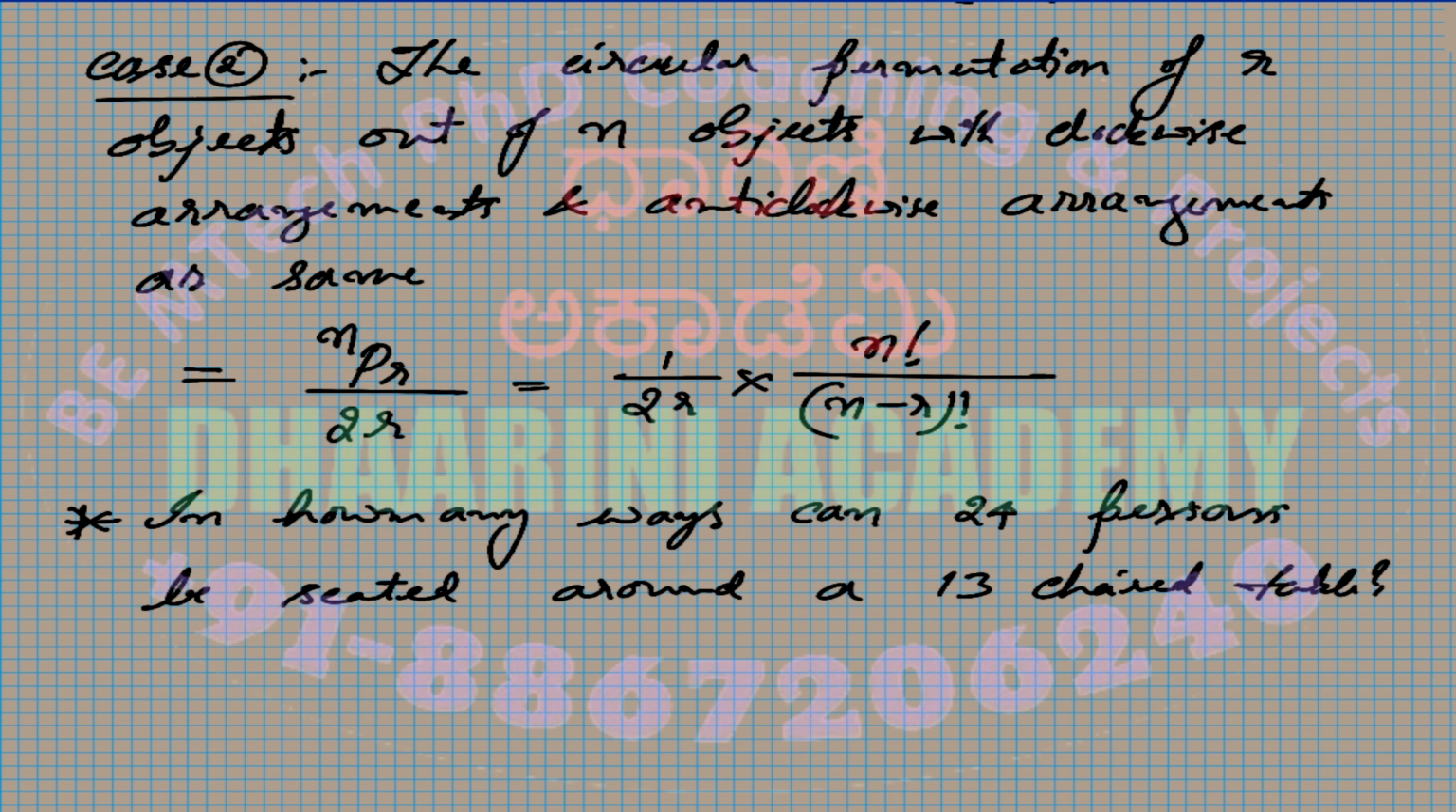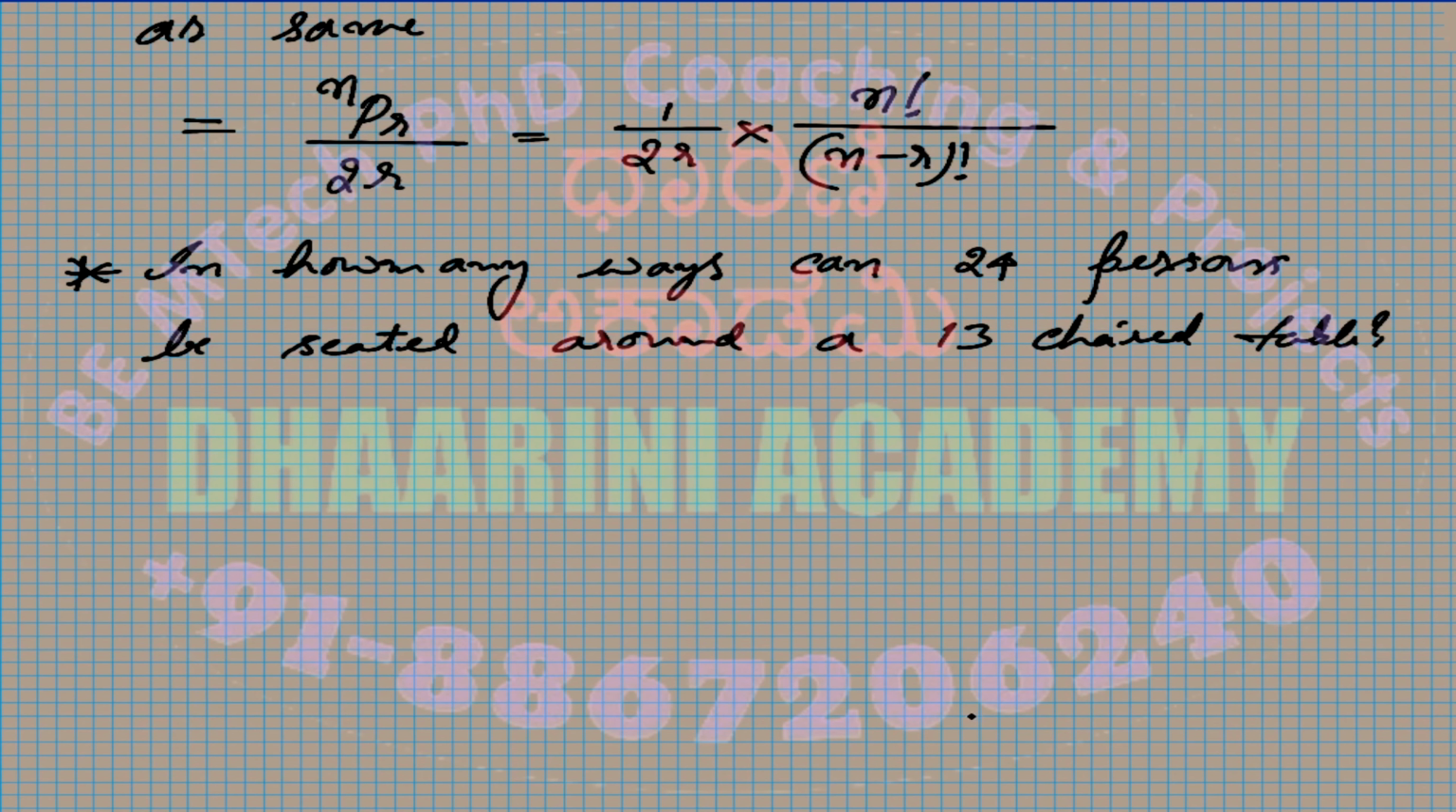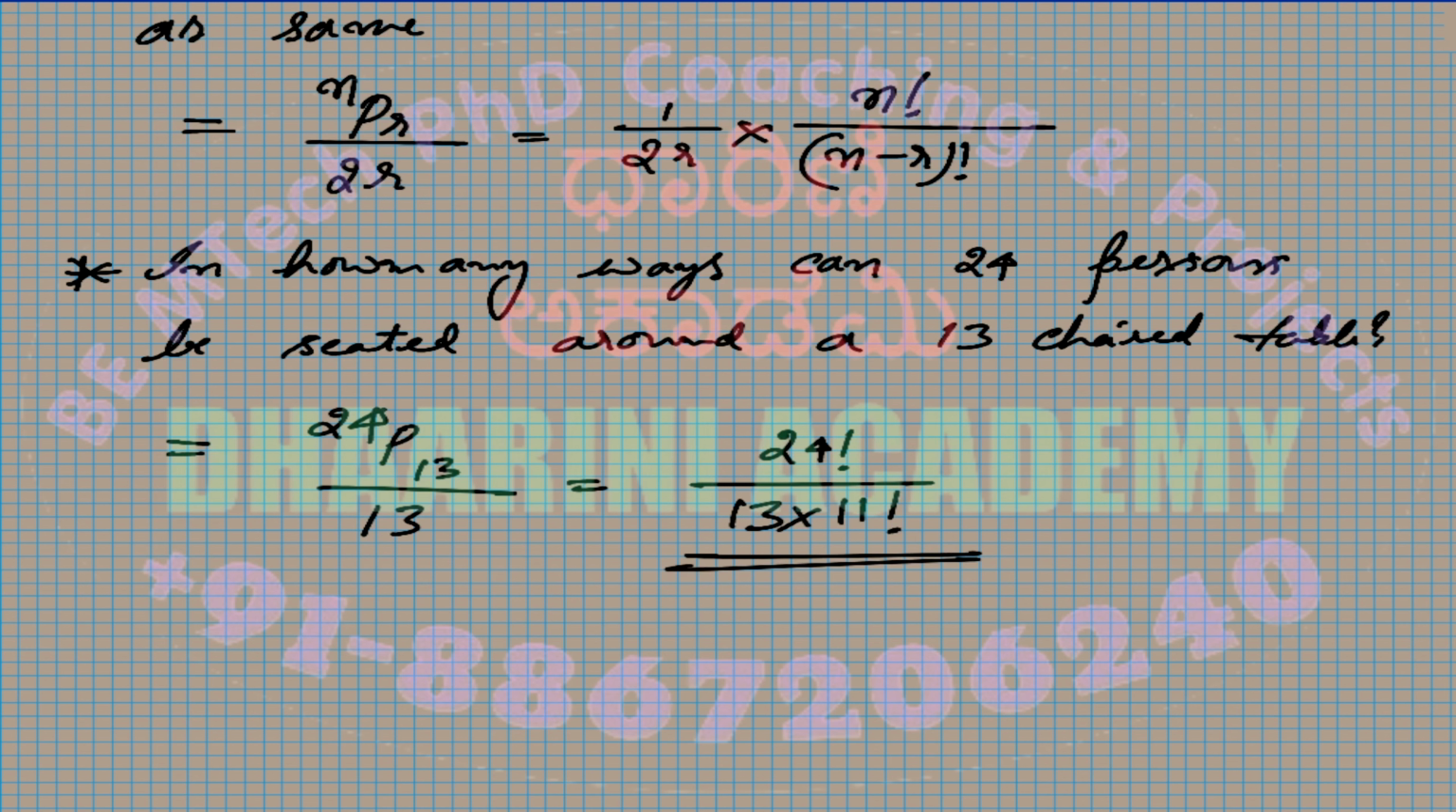So clockwise and anti-clockwise should be different here. People sitting clockwise and anti-clockwise, obviously it is different. So I have to consider case one over here. So the answer should be 24P13 divided by r, and r is 13. After substitution, this is 24 factorial divided by 13 into (24 minus 13) factorial, which is 11 factorial. So that is the required answer.